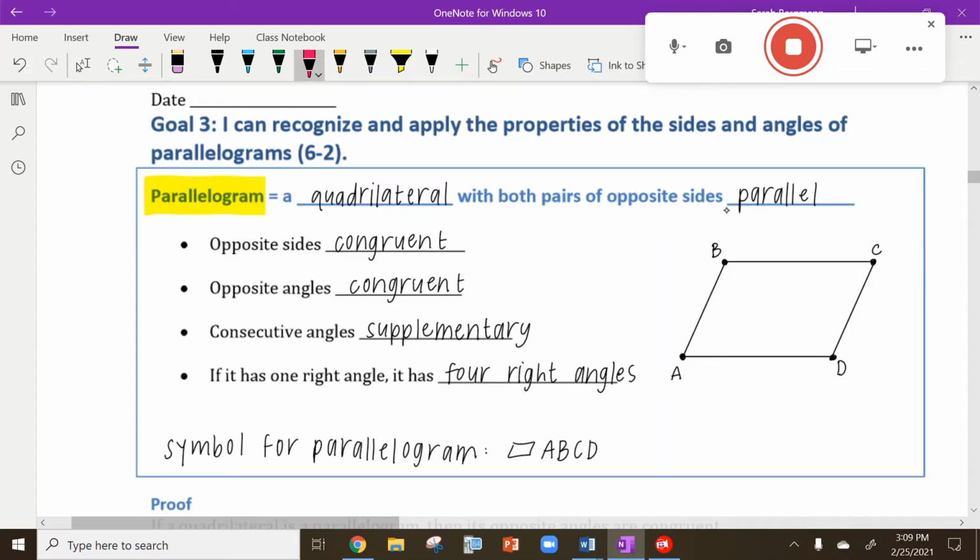It has both pairs of opposite sides parallel. It also has both pairs of opposite sides congruent. It also has both pairs of opposite angles congruent.